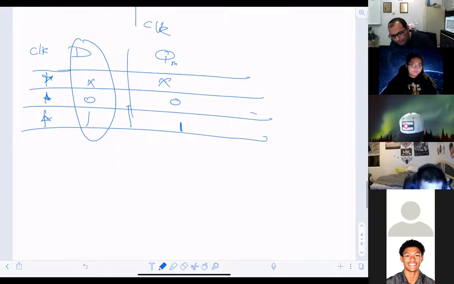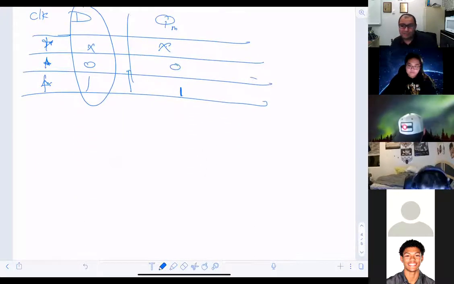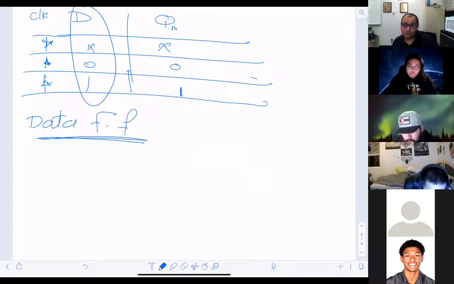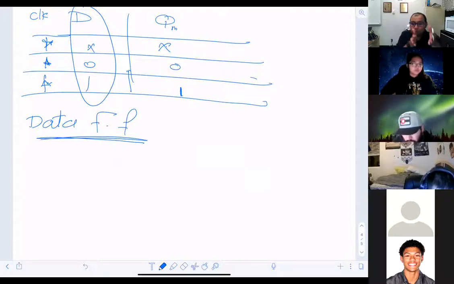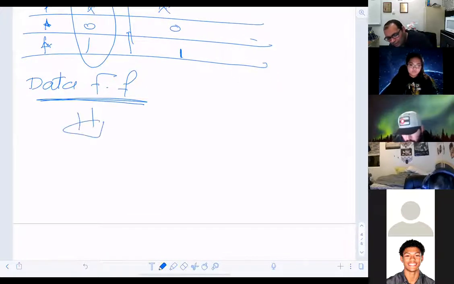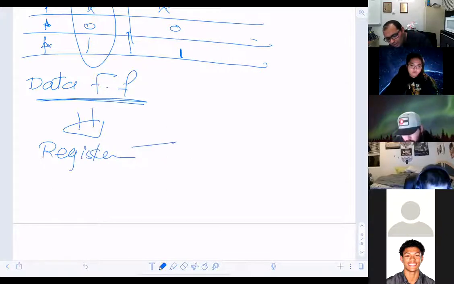Anyway, think about it. What does D mean? It means data flip-flop. What does it mean, data flip-flop? That means I store the data for a moment. We use it heavily for building registers. And if you scale up the register, you build memory.